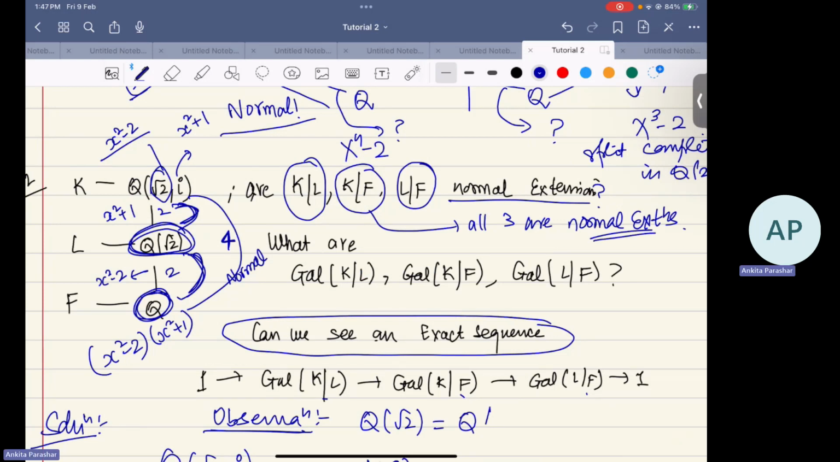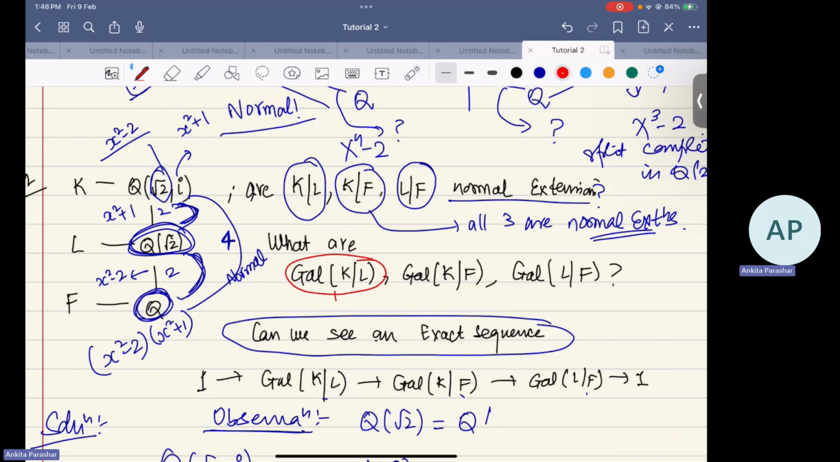Now, what are the Galois groups? Next question is, what are their Galois groups? Note that if you have a degree 2 extension, its Galois group can be either the trivial group or the whole group, the order 2 group, which is C2.